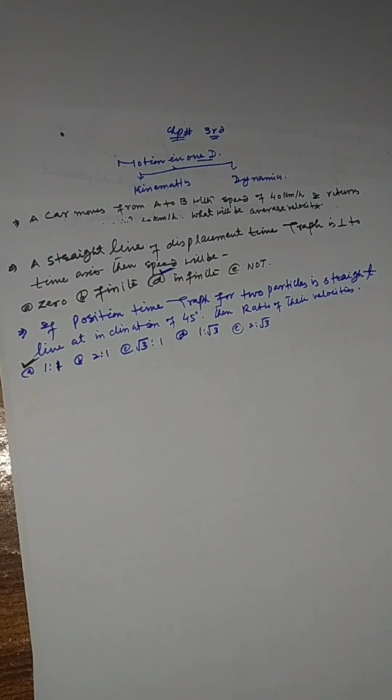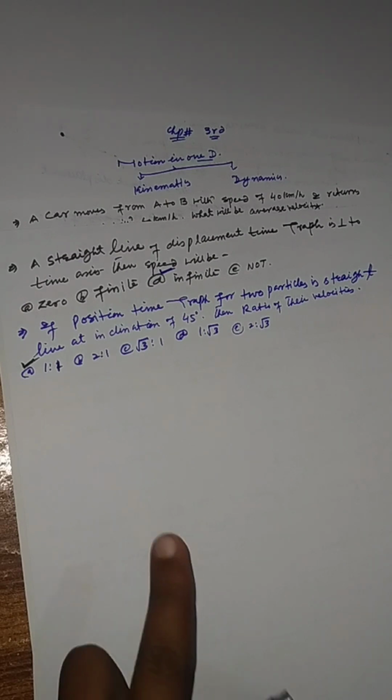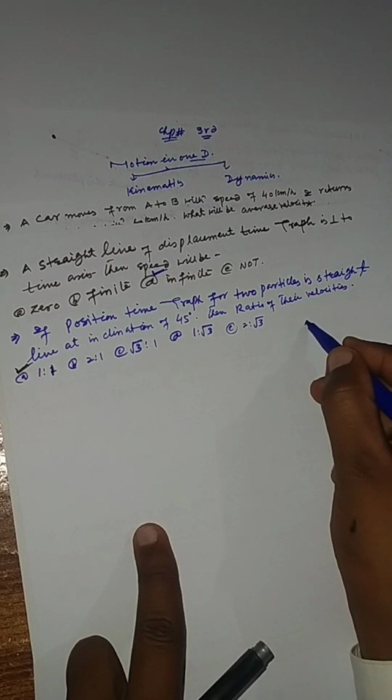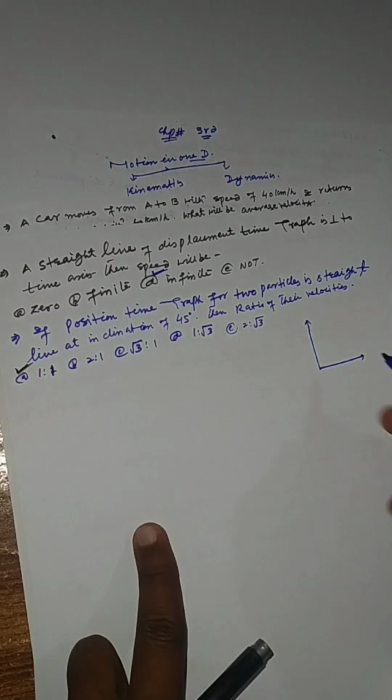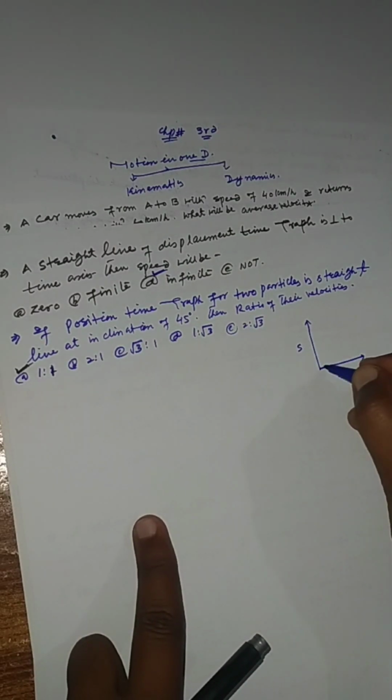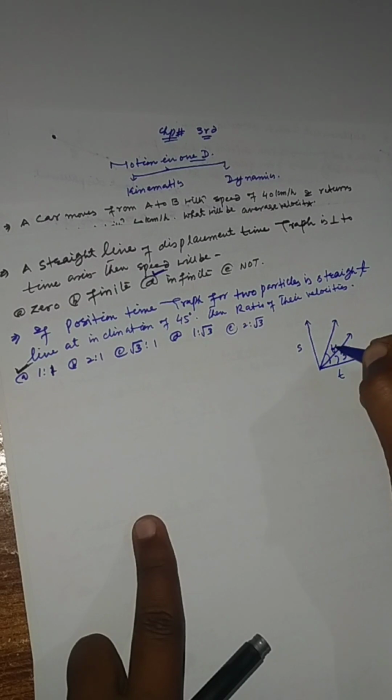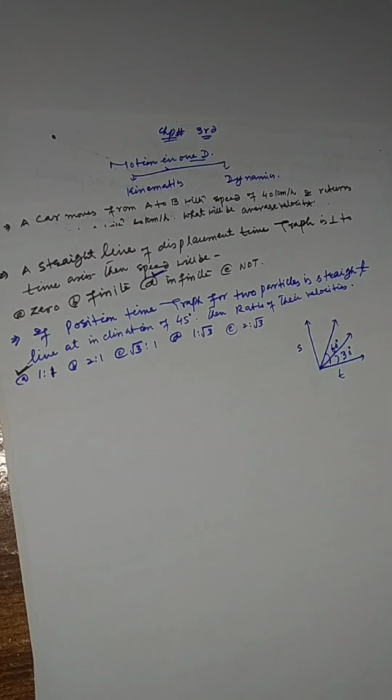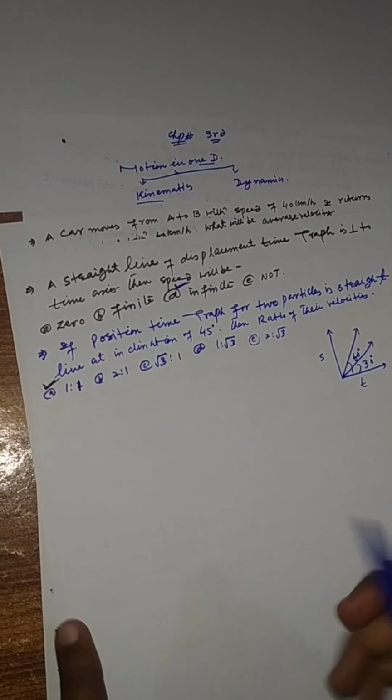Okay, अच्छा, अगर हम इनका ratio find करें, this is s-t graph, this is at an angle of 30 and the other one at an angle of 60 degree, then what will be the ratio of their velocities?